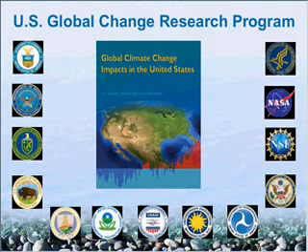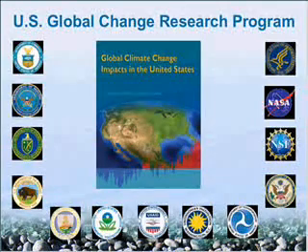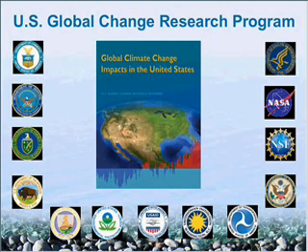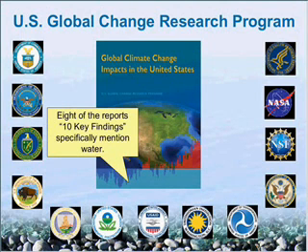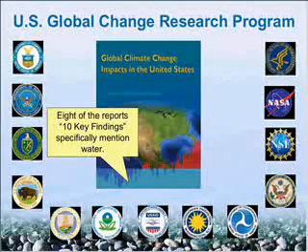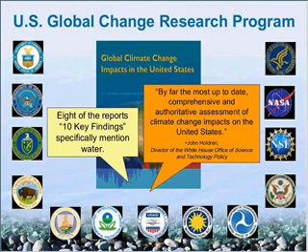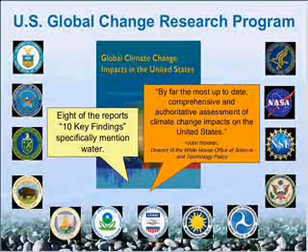Now, I'm not going to talk any more about climate change. If you want to get some more information, I'd highly recommend checking out the U.S. Global Change Research Program, particularly this report that was released last June called Global Climate Change Impacts in the United States. The report was commissioned by the Bush administration, endorsed by over 13 federal agencies. 8 of the report's 10 key findings specifically mention water, which again shows the importance of water to the climate issue. John Holdren, the director of the White House Office of Science and Technology Policy, has called the report by far the most up-to-date, comprehensive, and authoritative assessment of climate change impacts in the United States.